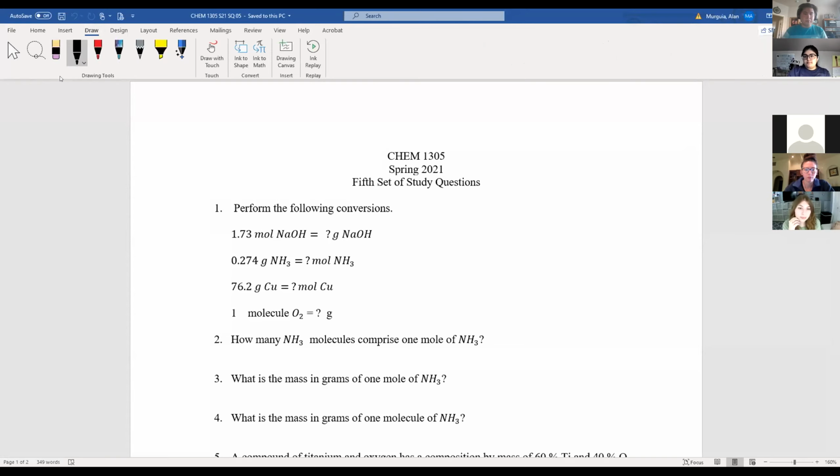Multiply moles of sodium hydroxide by the molar mass. And let's do that. So if we set up our dimensional analysis where we have 1.73 moles of sodium hydroxide, and like you said, we multiply by the molar mass. And what is the molar mass of sodium hydroxide?